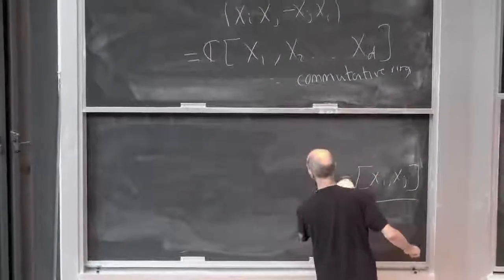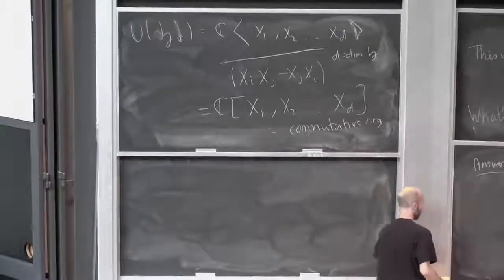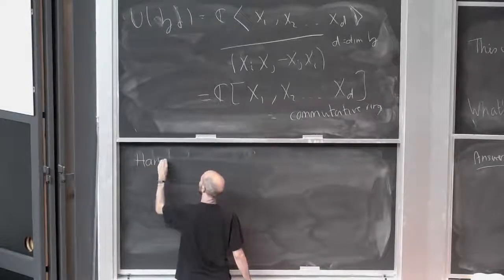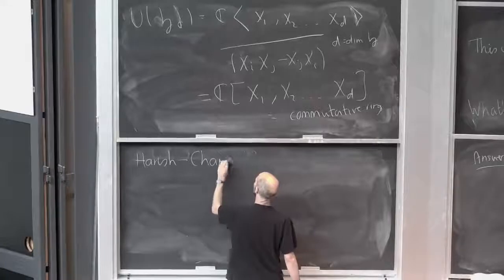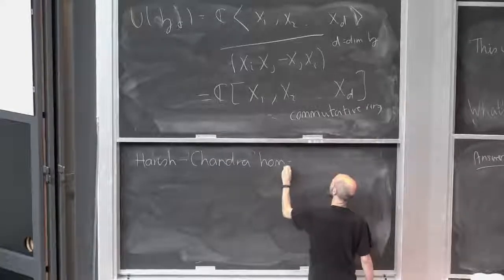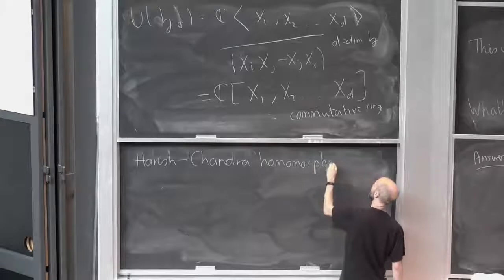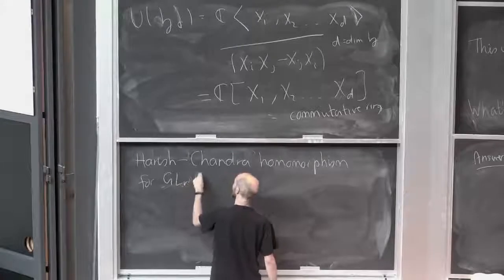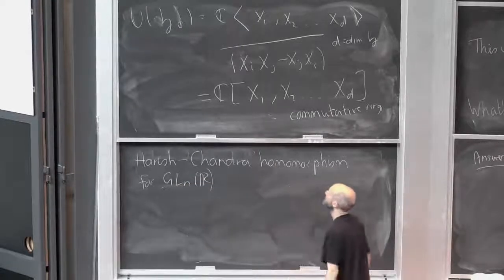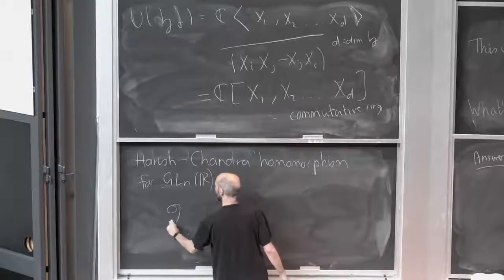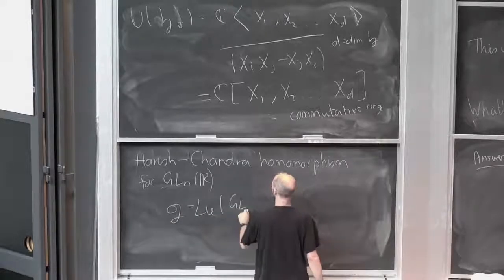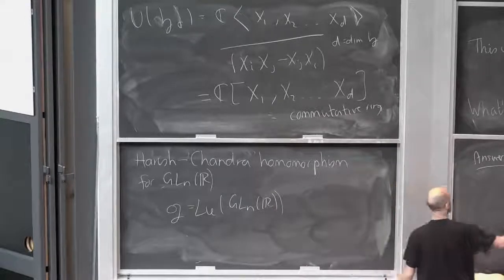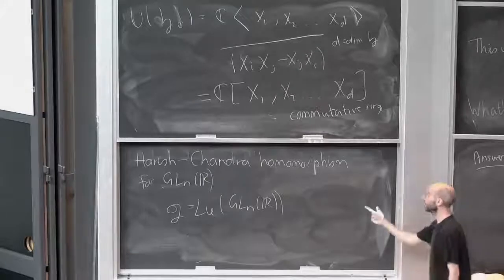And I'll tell you the cool Harish-Chandra thing, right? Harish-Chandra homomorphism. I'll tell you for GLN of R. Okay. So what we do, let's let G be the Lie algebra of GLN of R. If I tell you for GLN of R, then people that know the language will just work out what it is for general G. G is GLN of R.